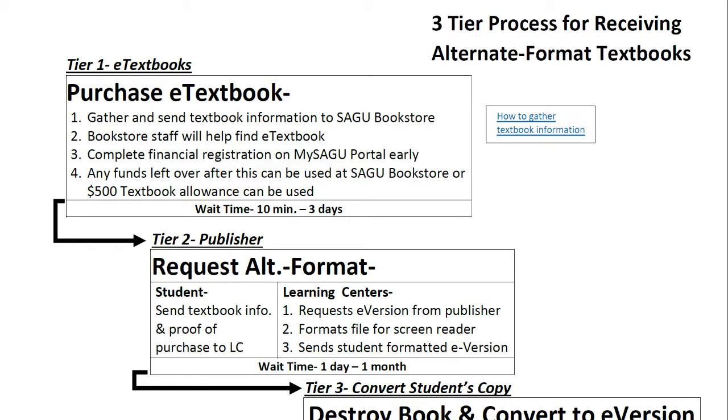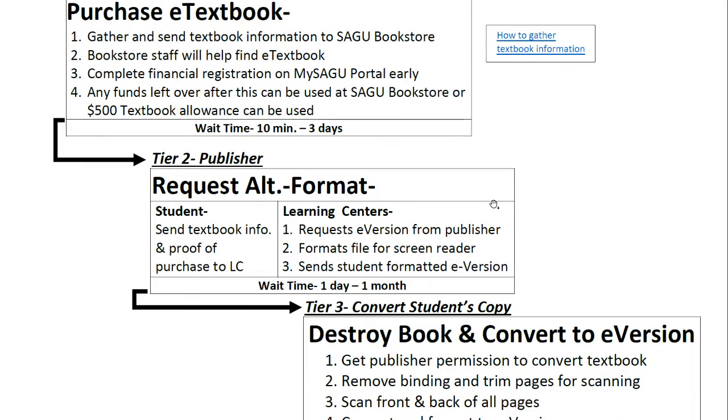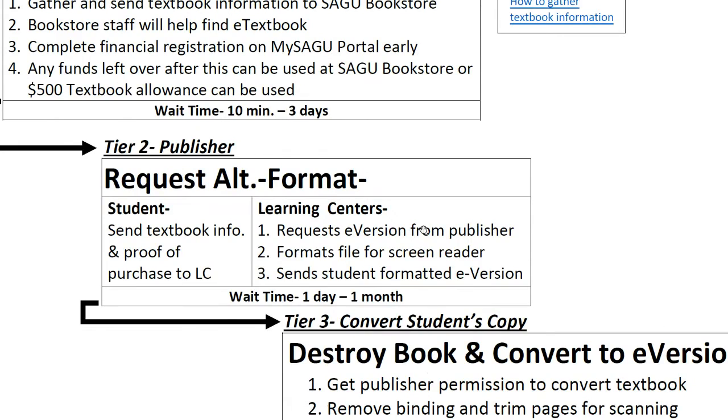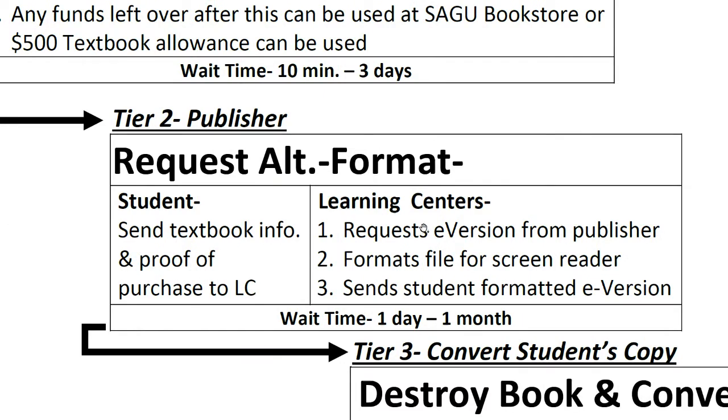So first tier, the student needs to do as much as possible to get as many of their e-textbooks on their own, because this is the fastest way for them to have their books and be ready for their classes. If that doesn't work, then the student goes to tier 2, and that's to contact the publisher. Students do not do that directly. We will do that for them at the learning centers.